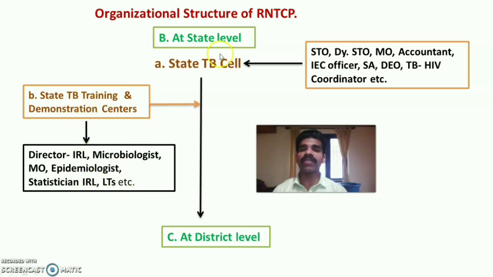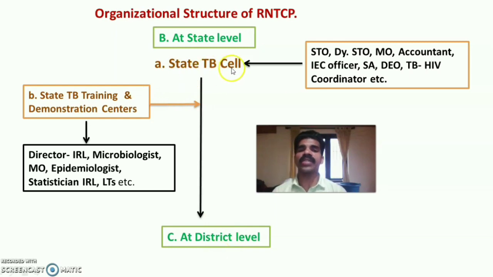So at state level we have two organizations. One is the State TB Cell under the official in charge, the State TB Officer, assisted by the Deputy State TB Officer with various other personnel or officials. Then the State TB Training and Demonstration Centers is headed by a Director, and he is also in charge of the intermediate reference laboratory, then other officials.